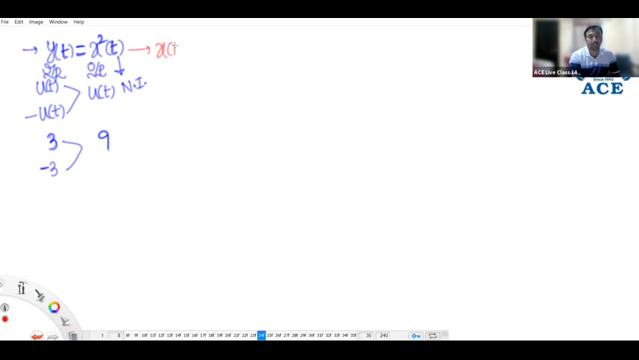The other way of saying this: what is x(t) in terms of y(t)? Plus or minus root y(t). If you want to write x(t) in terms of y(t), it is plus or minus root y(t). Is plus root y(t) correct or minus root y(t) correct? We can't say. We have a sign ambiguity problem. Both solutions are correct. If it is an invertible system, the inverse is unique.